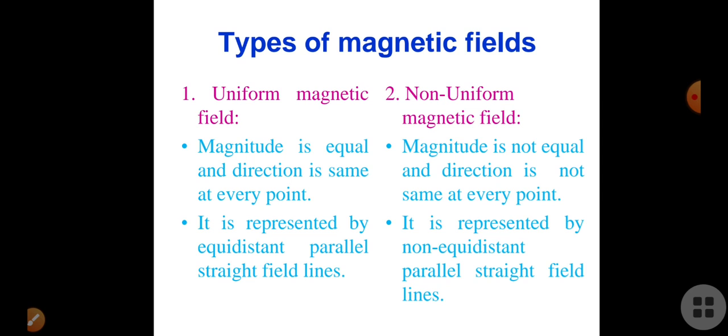Okay, now types of magnetic fields. There are two types of magnetic fields: uniform magnetic field and non-uniform magnetic field. Magnitude is equal and direction is the same at every point in case of a uniform magnetic field, and in a non-uniform magnetic field, magnitude is not equal and direction is not the same at every point. A uniform magnetic field is represented by equidistant parallel straight field lines, and a non-uniform magnetic field is represented by non-equidistant, non-parallel field lines.